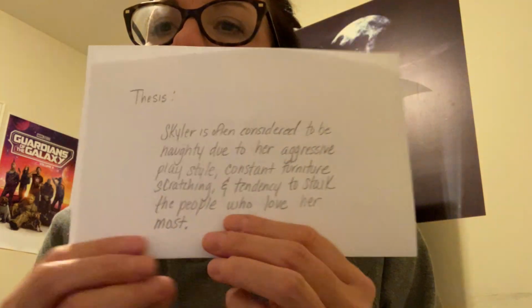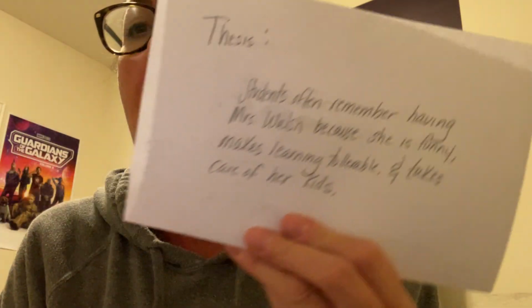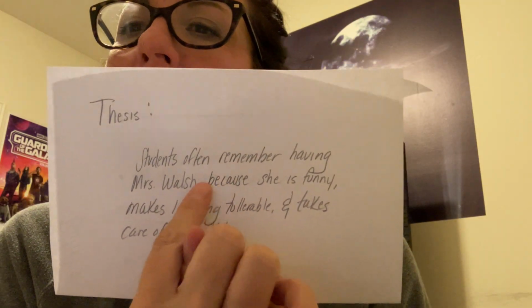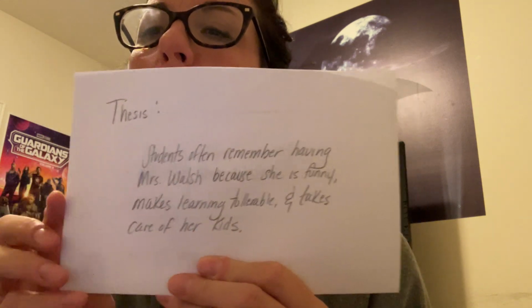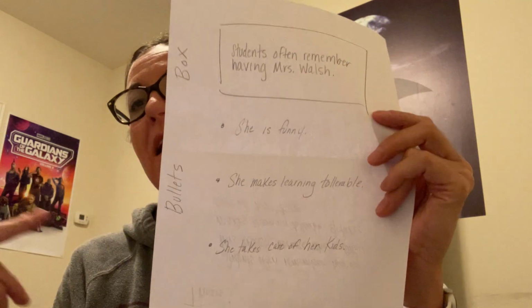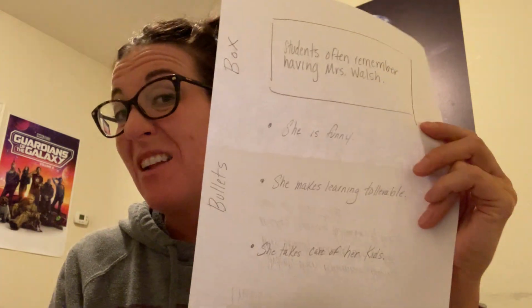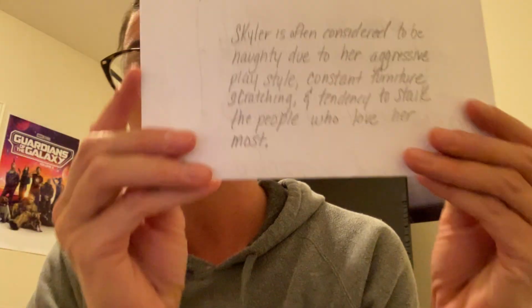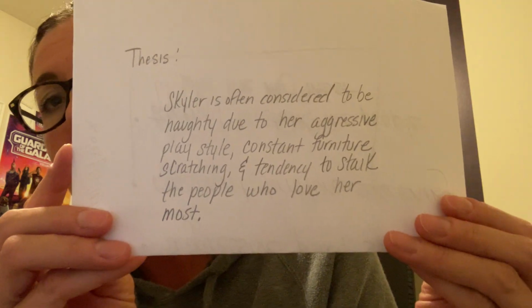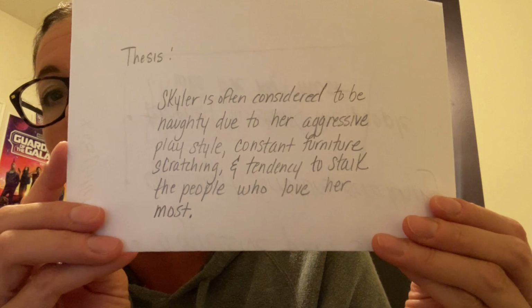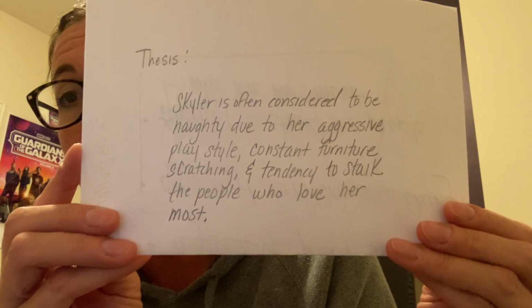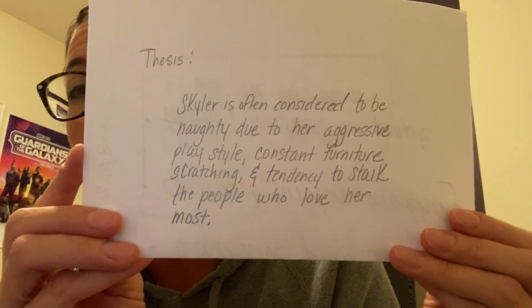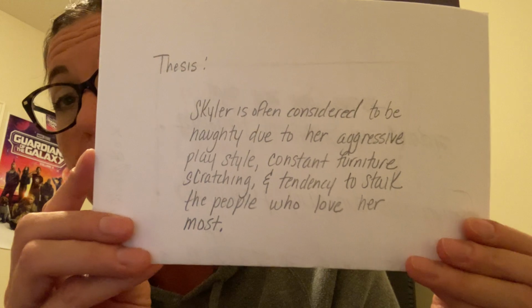The other one that I wrote here, I wrote about Sweet Sweet Skylar. This is another example. You'll notice that when we got the thesis going here, I had to add this because in there. That wasn't at all part of the box and bullet. So there's a lot of different words or phrases you can use there. You're just going to have to figure out which one works best with your reasons and your claim, okay? So here's another example I've got for you. It says, Skylar is often considered to be naughty due to her aggressive play style, constant furniture scratching, and tendency to stalk the people who love her most. It's a true story, you guys, for real.